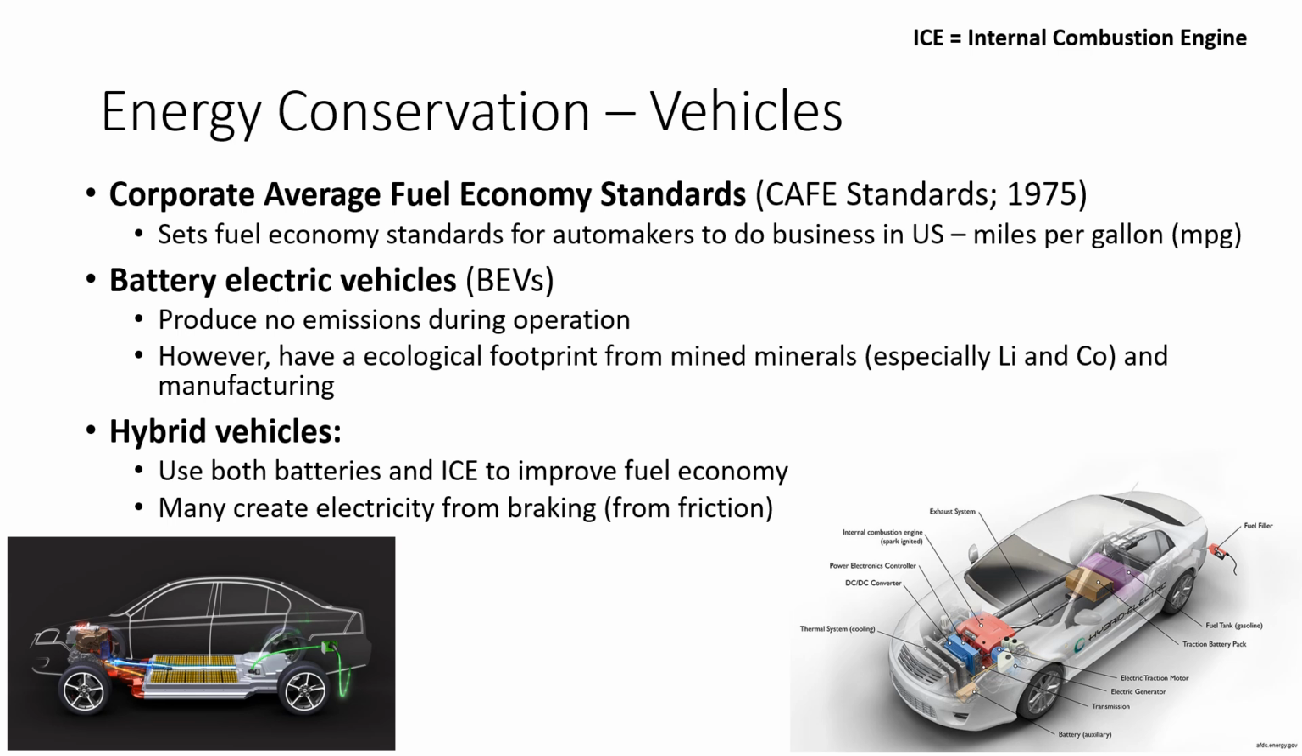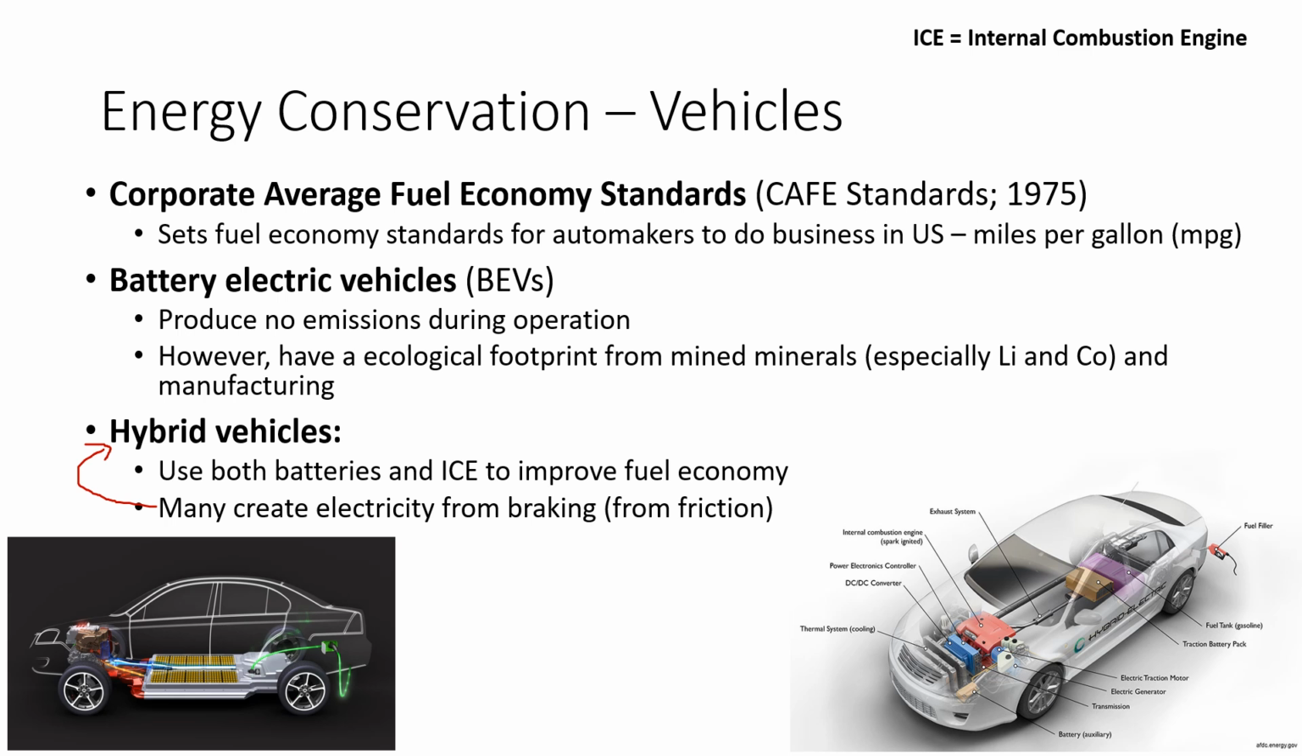Hybrid vehicles use both batteries and an internal combustion engine to improve the fuel economy. So rather than getting 30 miles a gallon, they might be getting like 70 miles a gallon, because they are using the battery in the city or when they're idling, and then they'll be using the internal combustion engine when they are ramping up, accelerating, pedal to the metal, and then they'll switch back to the battery when they're just cruising.